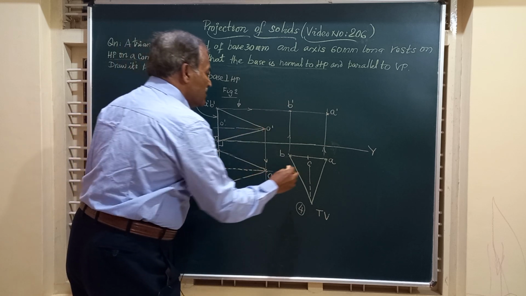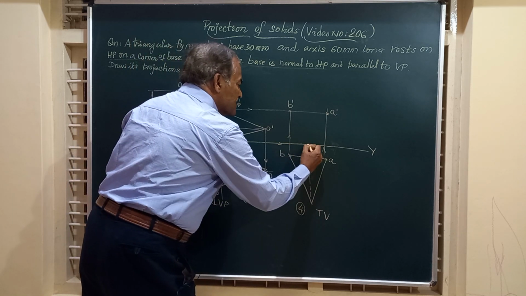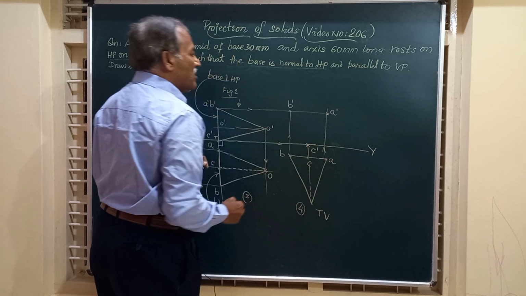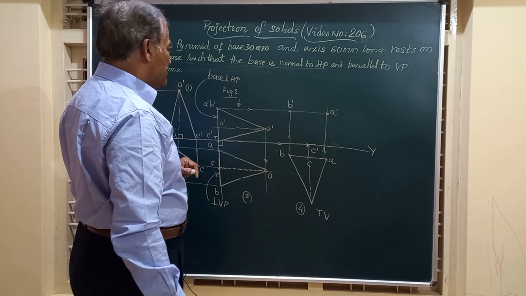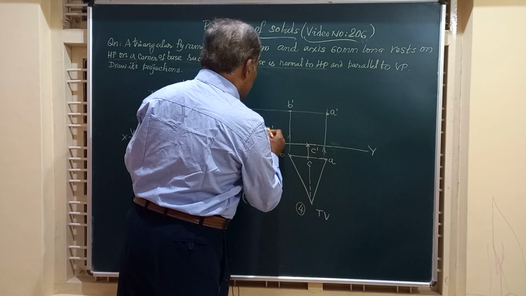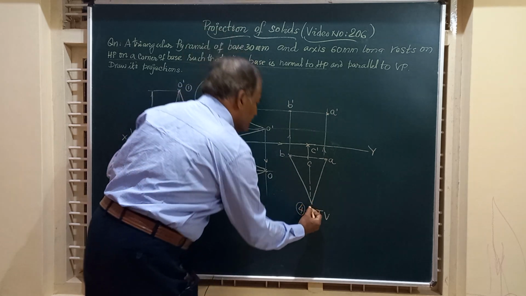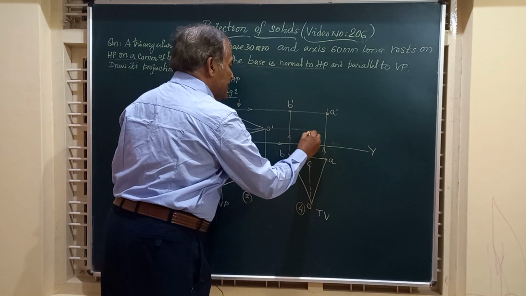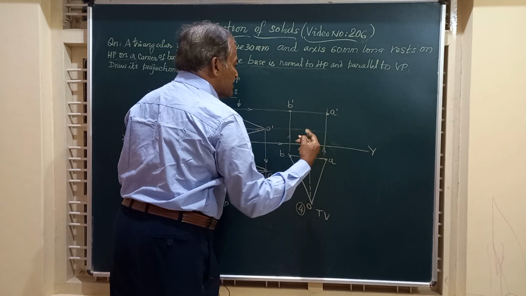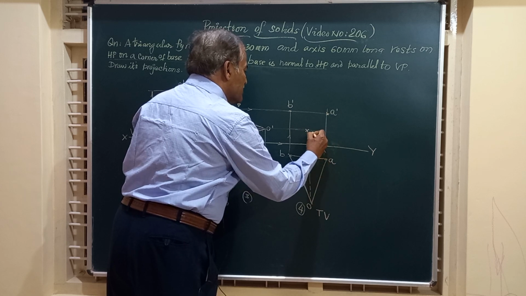Finally, C, friends, draw a vertical line from C, horizontal line from C dash. The point of intersection of these two lines will give you C dash. So you have got A dash, B dash, C dash. And what about O? The vertex O is here. So draw a horizontal line from O, a vertical line from this O. The point of intersection is here. So this is the vertex in the front view. We'll call this as O dash.